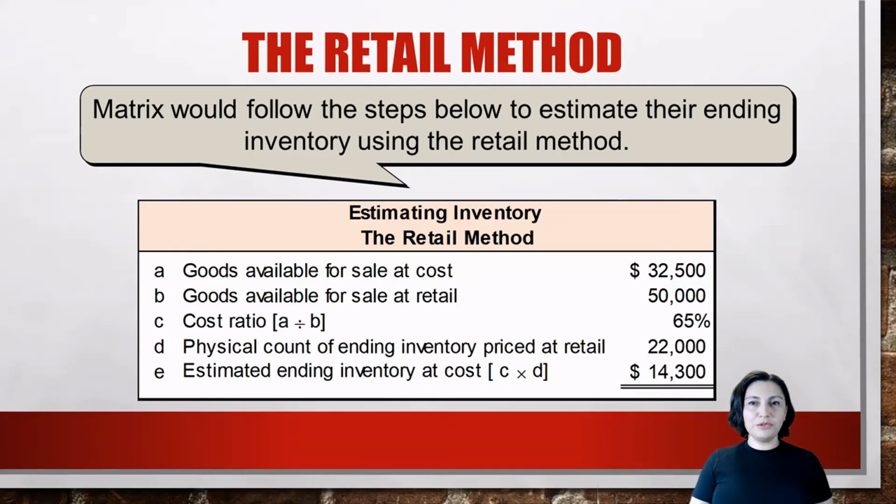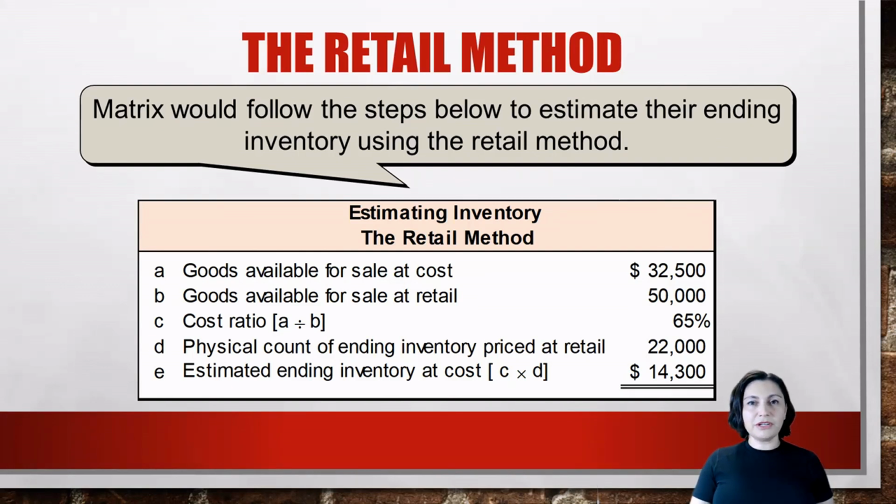Now let's look at how to use the retail method to estimate inventory. We're going to look at Matrix company again. To use this method, management must determine the value of ending inventory at retail prices and then convert from retail prices to cost. First, we need to determine the cost ratio. This is calculated by dividing goods available for sale at cost by goods available for sale at retail. Matrix's cost ratio is 65%.